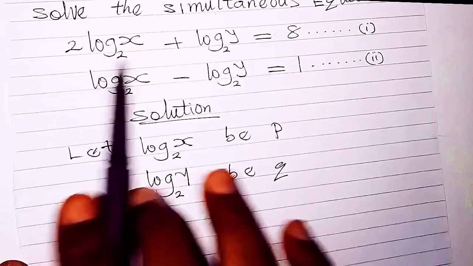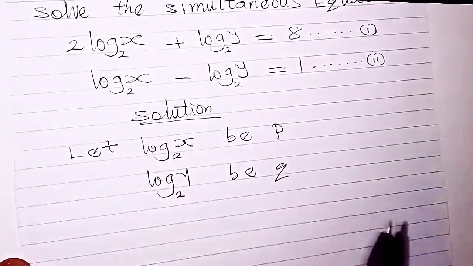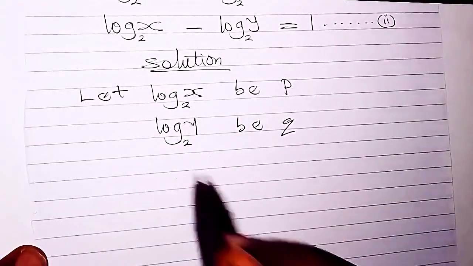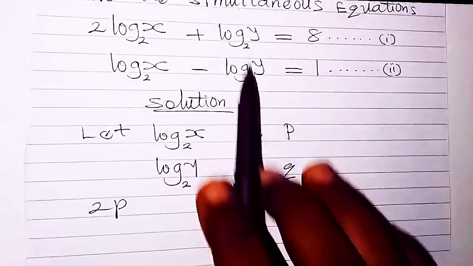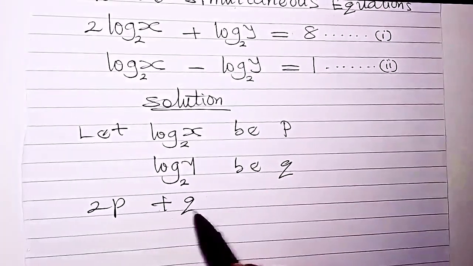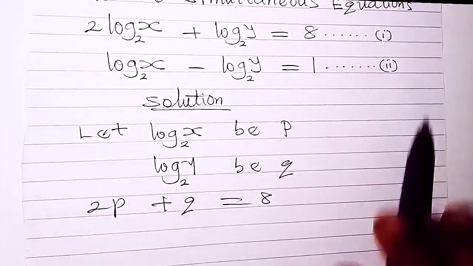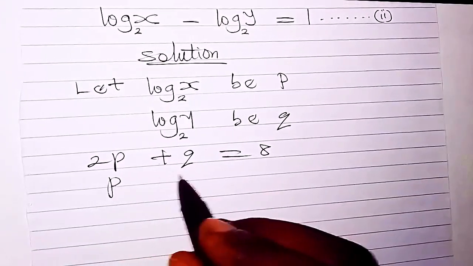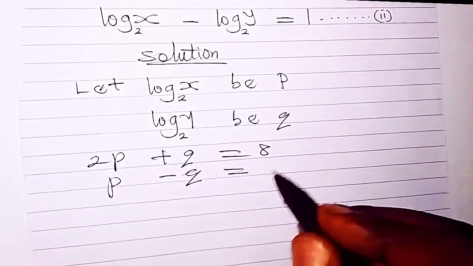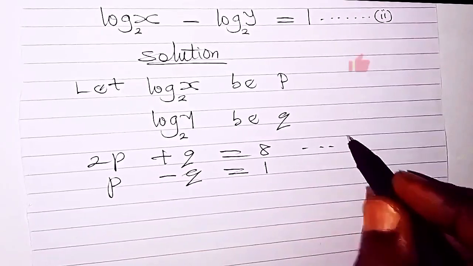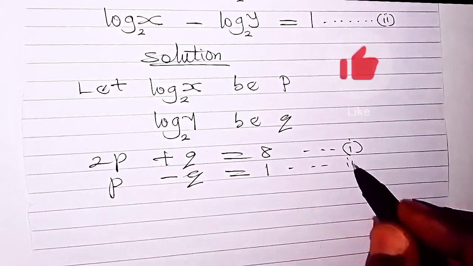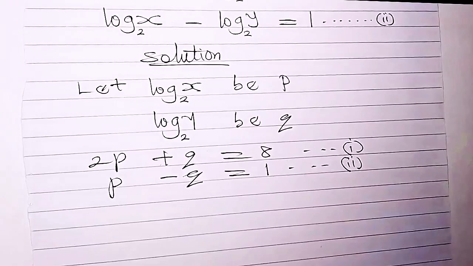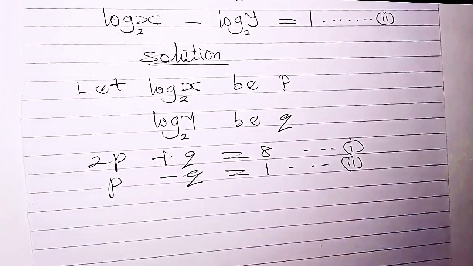So we're going to have, in this case now, 2p. So the first equation there is going to give us 2p plus q equal to 8. That's the first equation. Then the second equation is going to be p minus q equal to 1. This is the first equation, and then this is the second equation. So this has made it a pretty easier simultaneous equation to be solved.